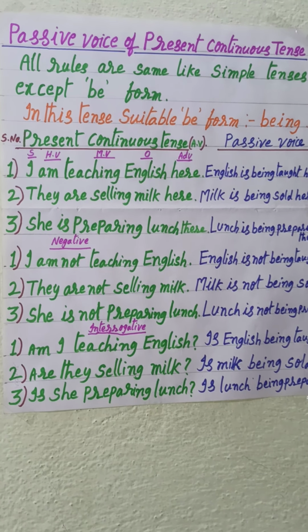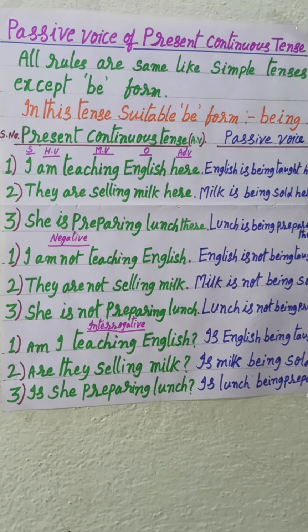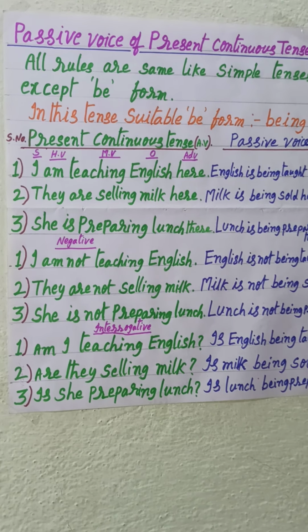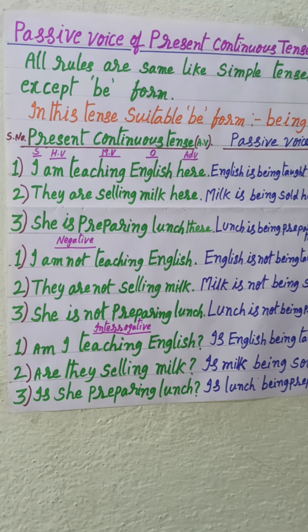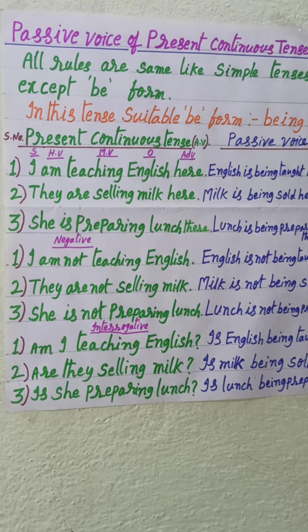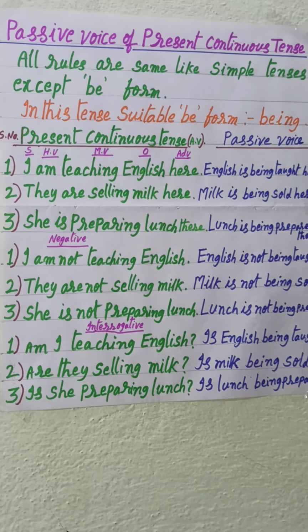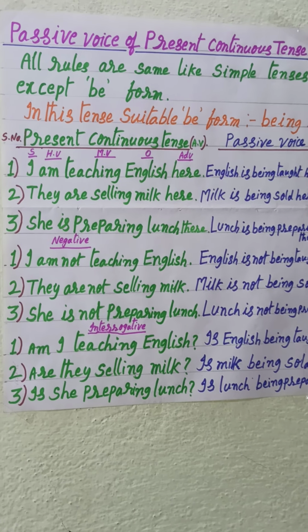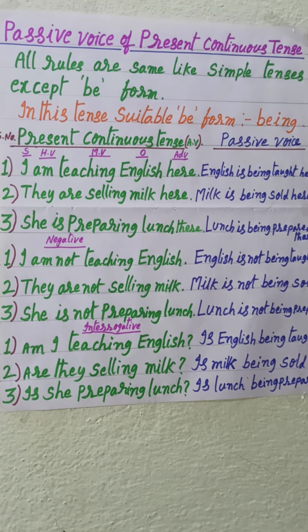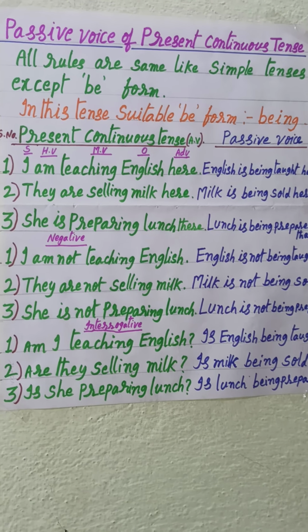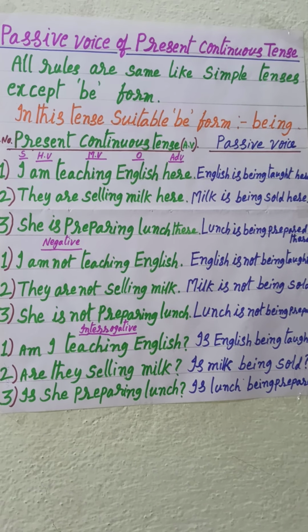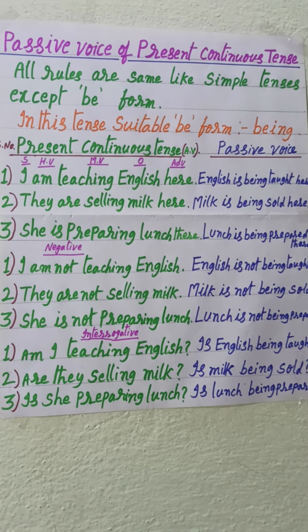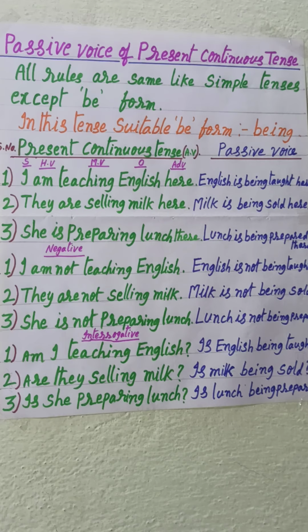It is active voice. For example, serial number 1, I am teaching English here. Here, I is the subject, am is the helping verb, teaching is the main verb, English is the object, here is an adverb. It is called extra and others also.